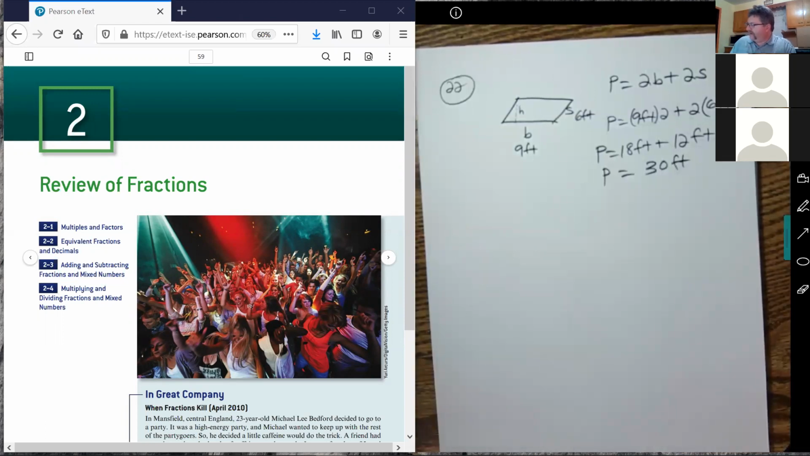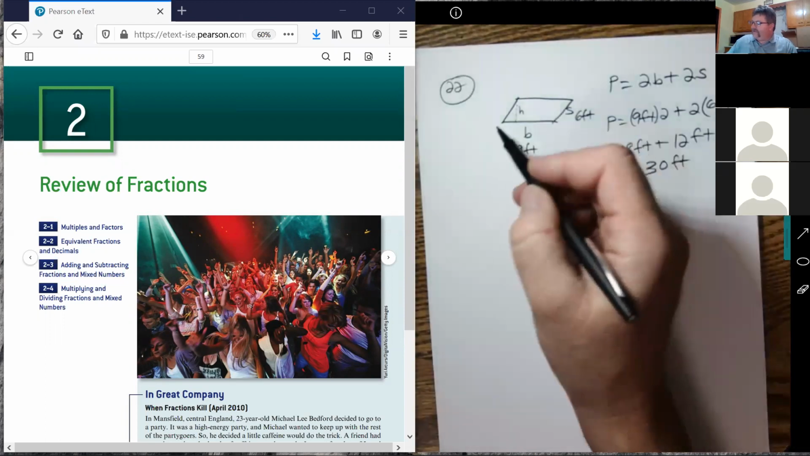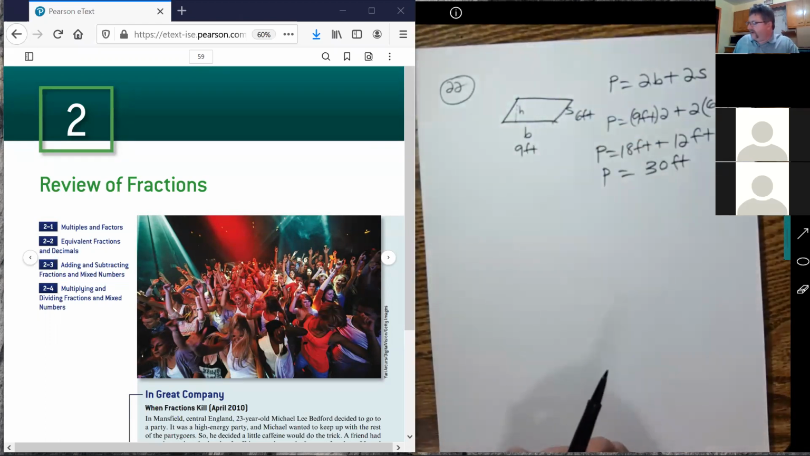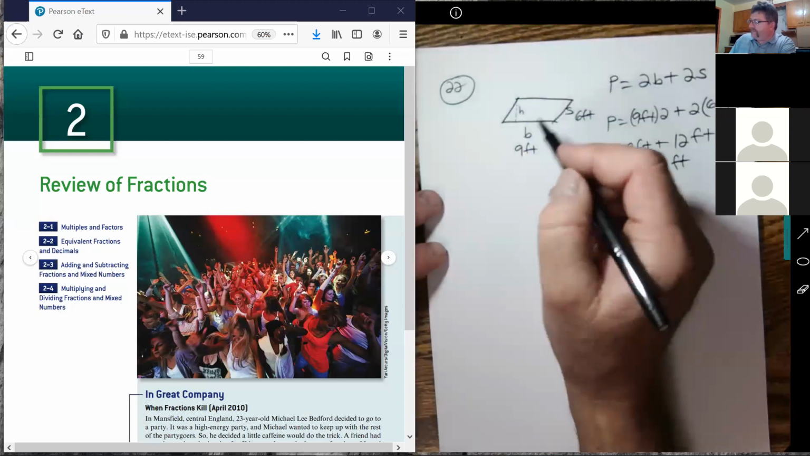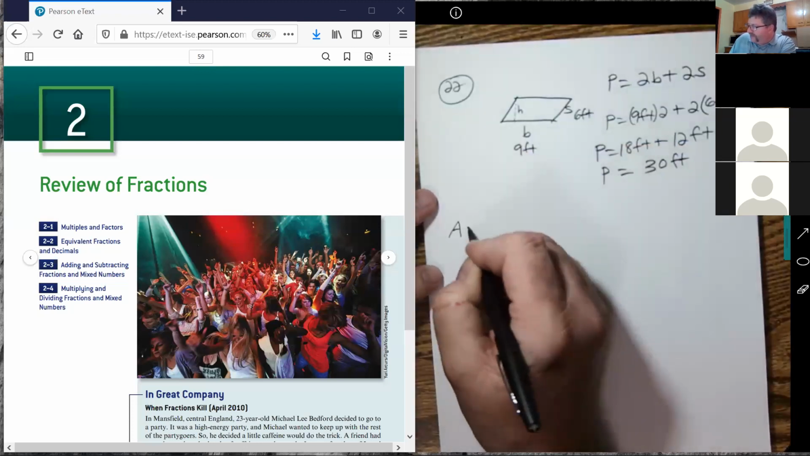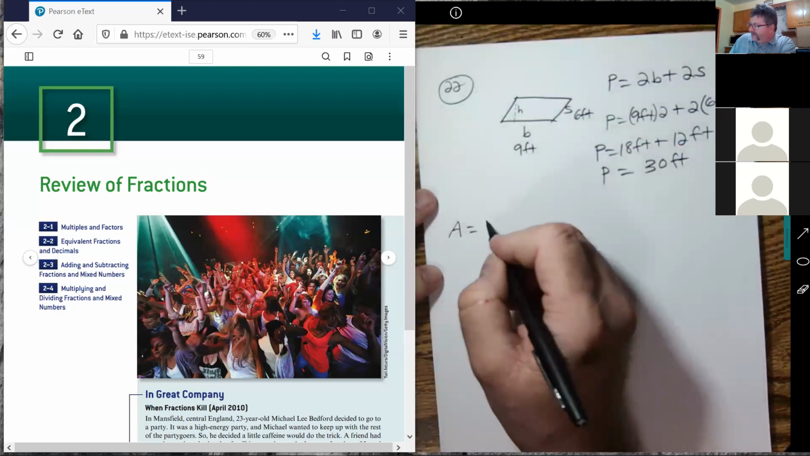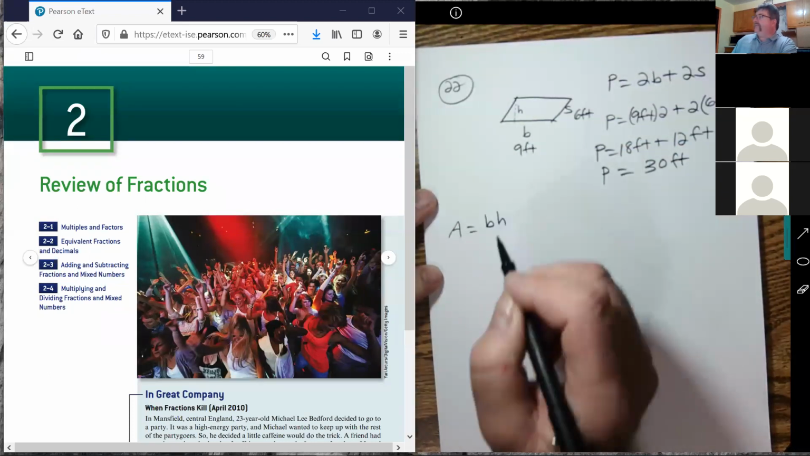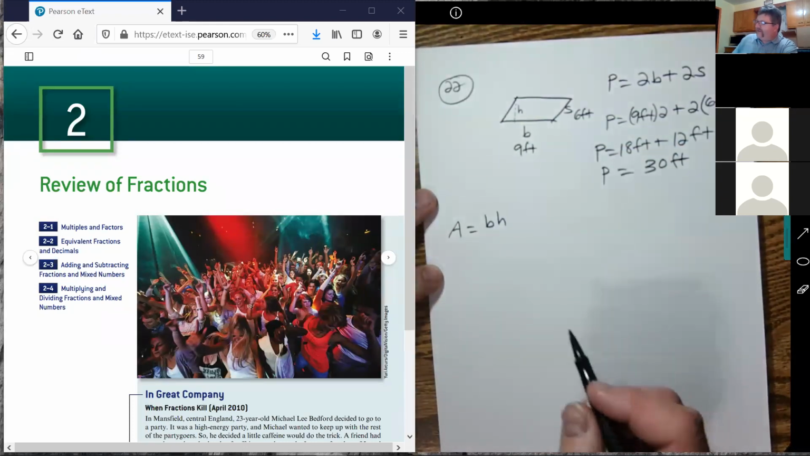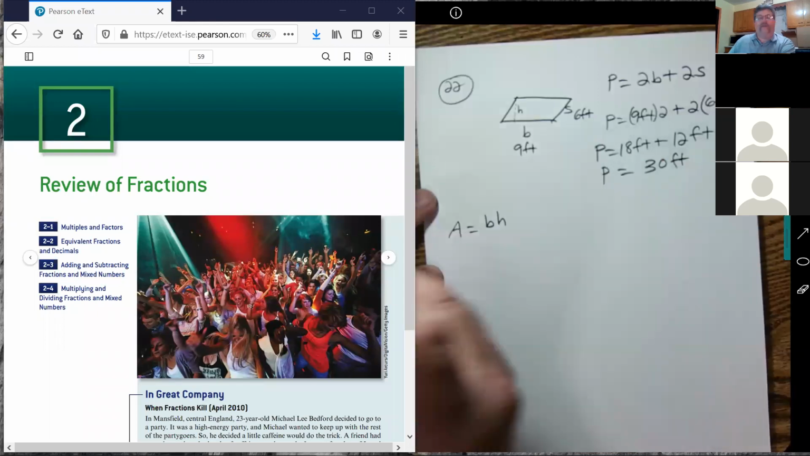Okay, everybody okay with perimeter? Distance around. Area says how much surface do you cover, right? If I had to get a paintbrush out and paint, how much surface am I talking about here? Well, area is now base times the height for a parallelogram. So I don't need to know the side length, but I do need to know the height.